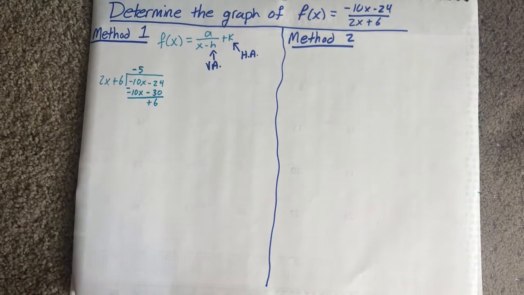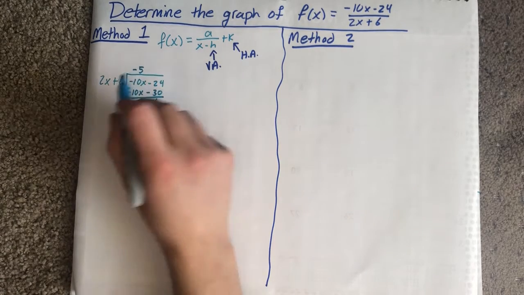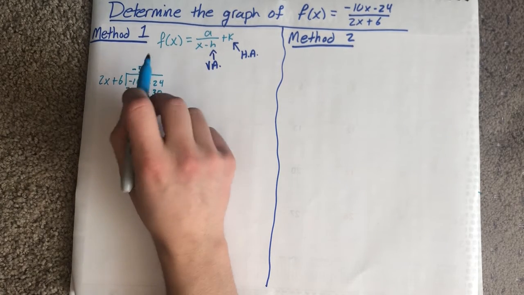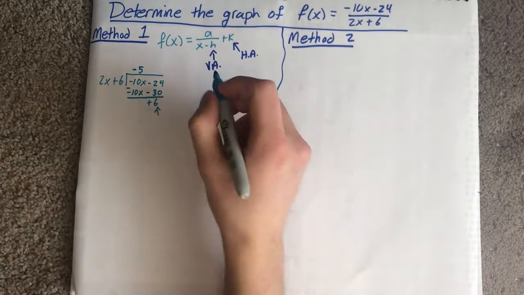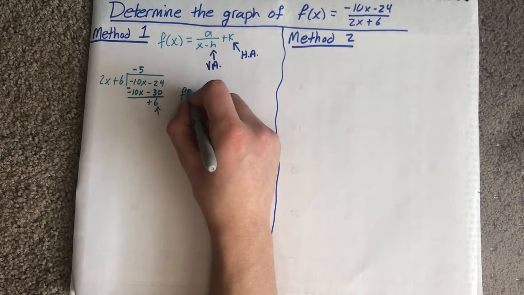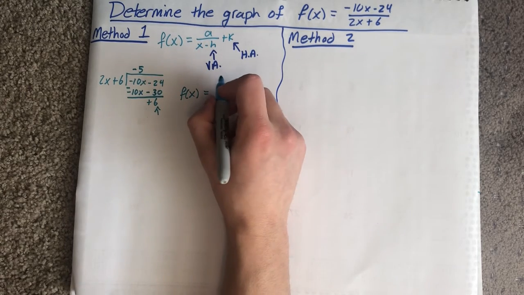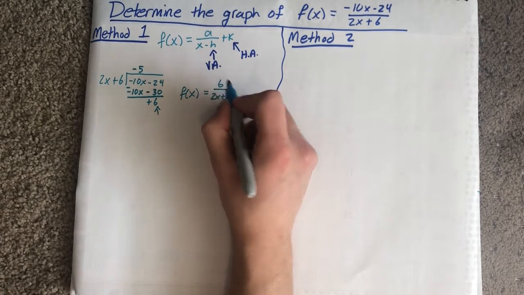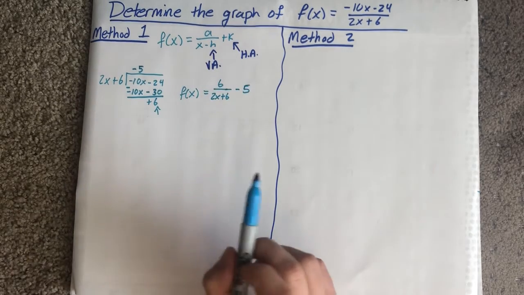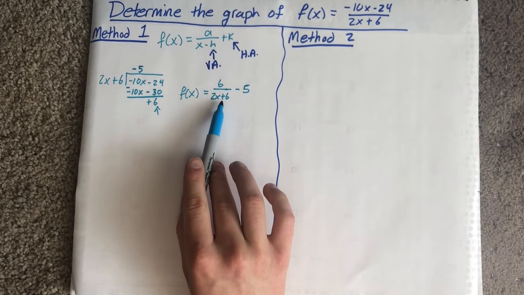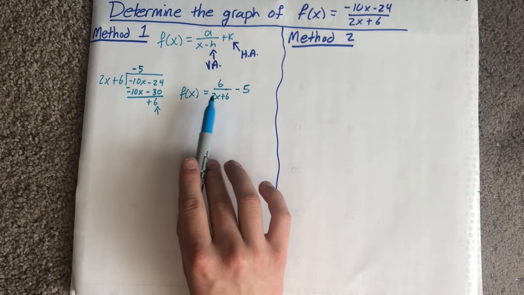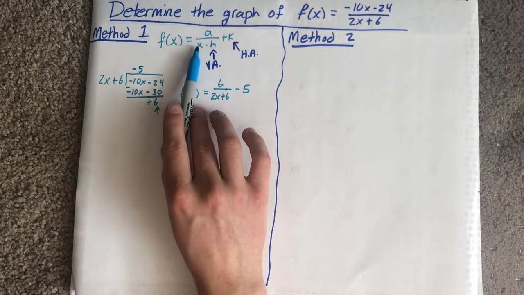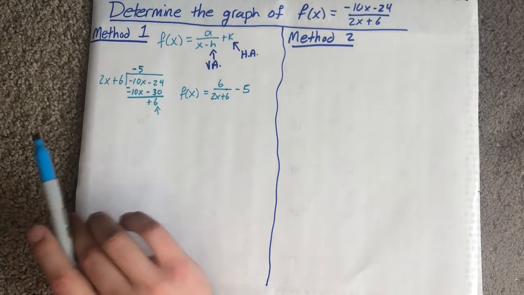Now I can put this into the form where we have our remainder dividing our original denominator, adding our resultant. So f of x can be put into the form of 6 over our original denominator, 2x plus 6, minus 5. Now, some people might jump the gun here and say there was a shift 6 units to the left, but this coefficient is not 1, so we need to factor out this 2, and we also want it to be completely alone here. We only want a vertical stretch.